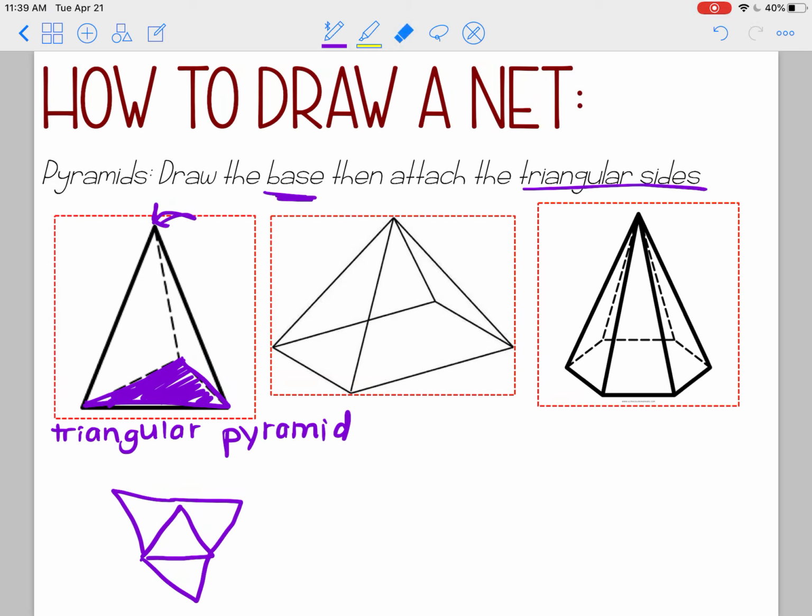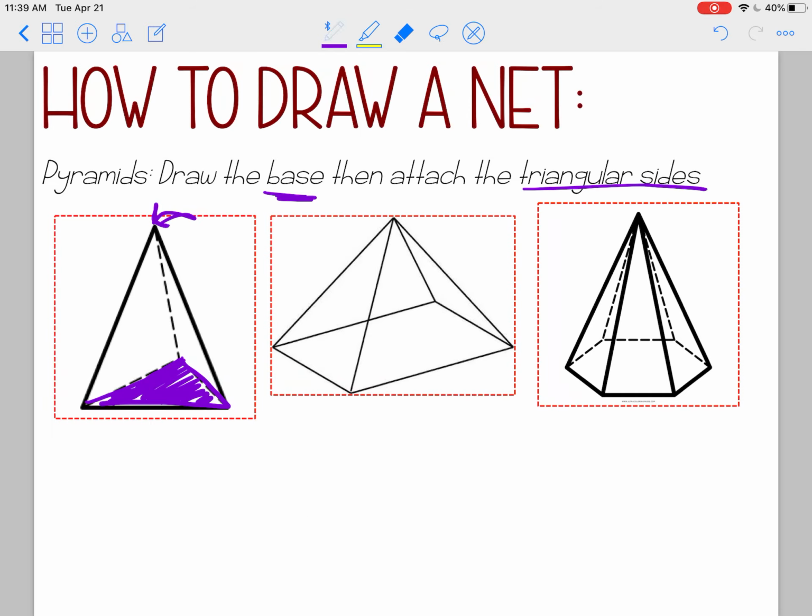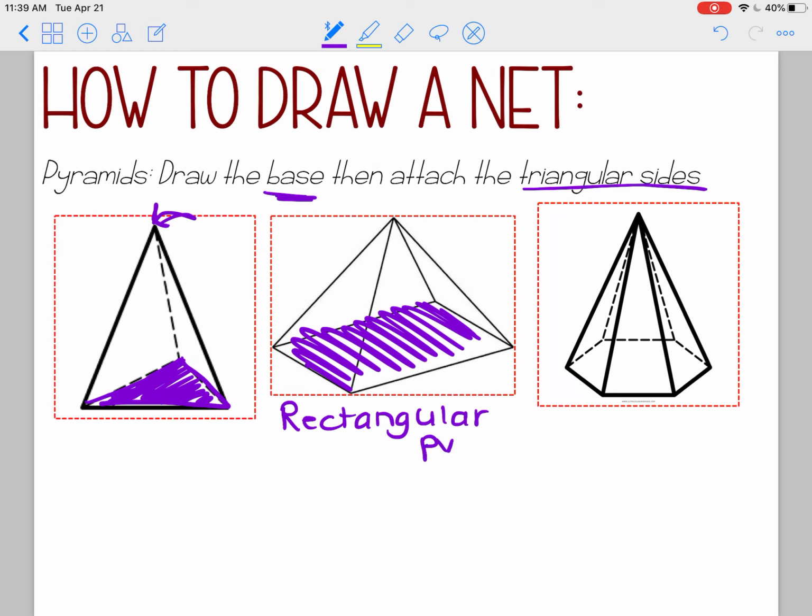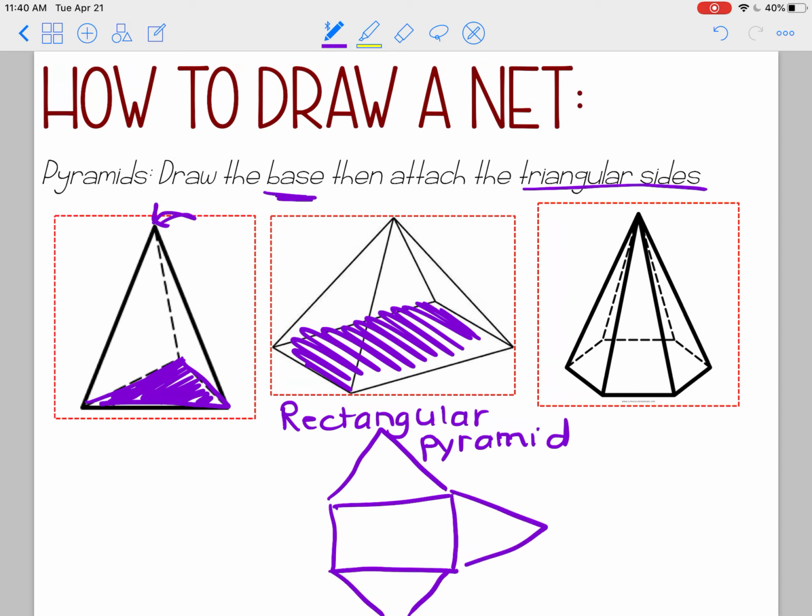Okay. Our next one here is again still a pyramid because it's got those triangular sides, but if we look, our base on this one is a rectangle. So it's a rectangular pyramid. So we're going to start by drawing that rectangular base, and then we're going to attach our triangular sides. If we folded it all up, it would make our 3-dimensional shape, a rectangular pyramid.